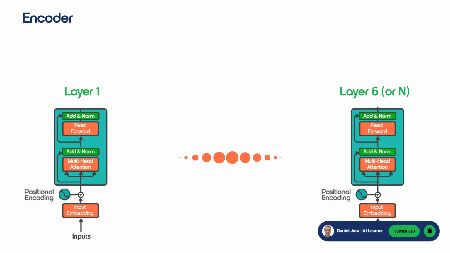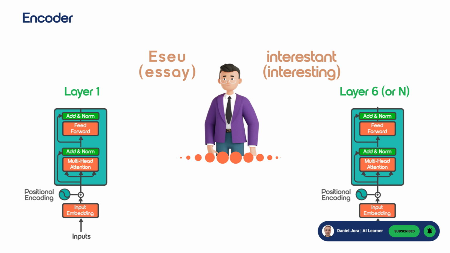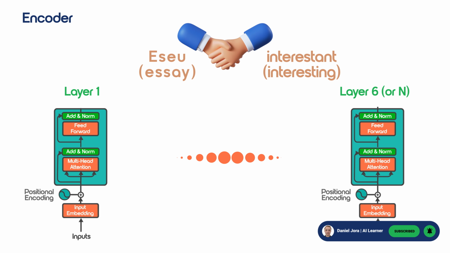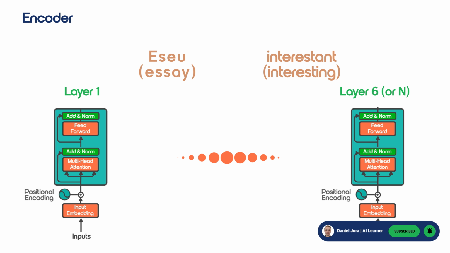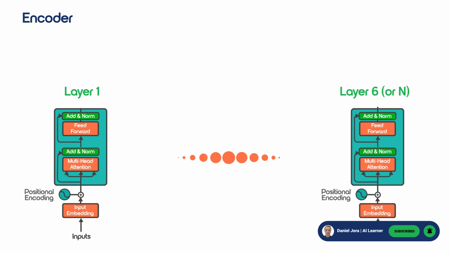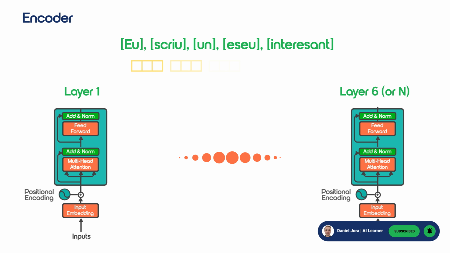In layer 1, the word essay barely notices interesting. By layer 3, their connection becomes clearer. By layer 6, the entire sentence forms a crystal clear representation. Each word perfectly understands its role in relationships. The deeper you go, the smarter it gets. The final encoder output is a matrix of vectors encoding eu, scriu, un, esseu, interesant, with its full context.